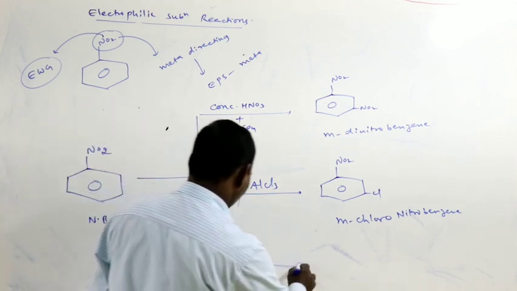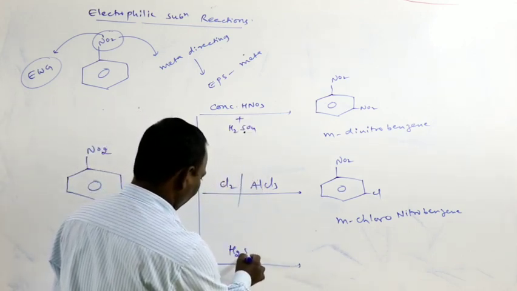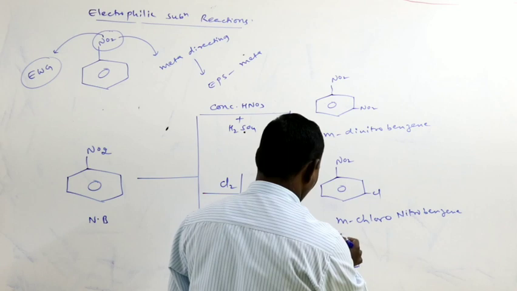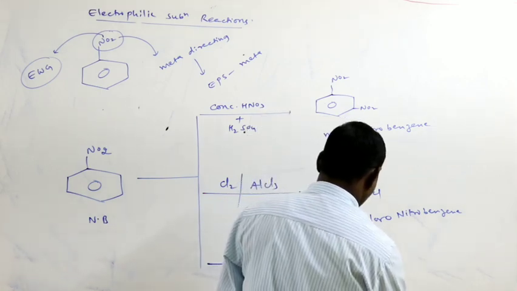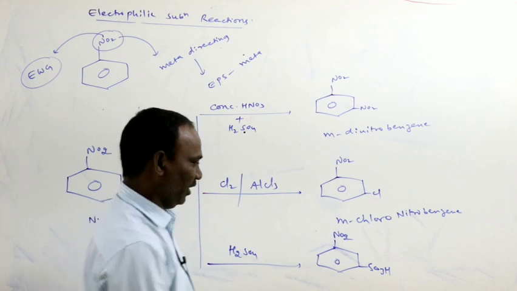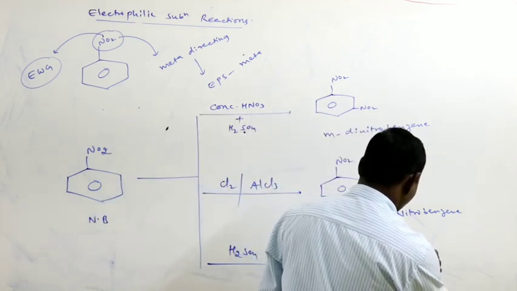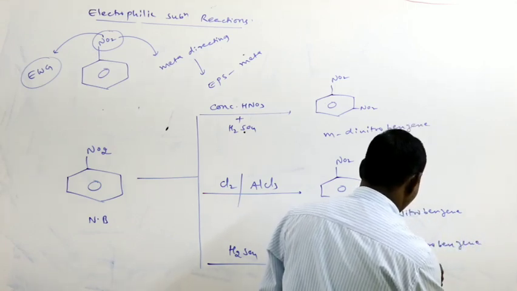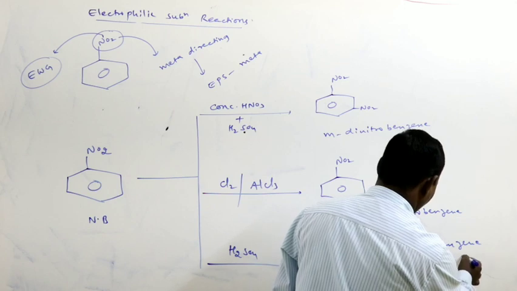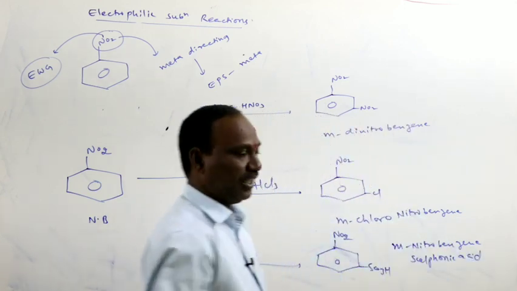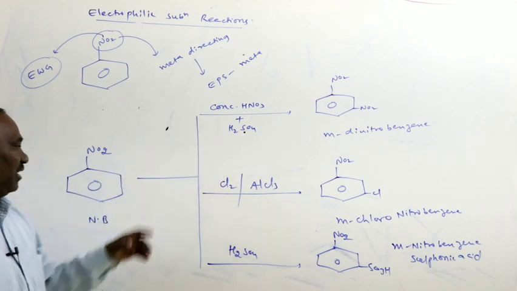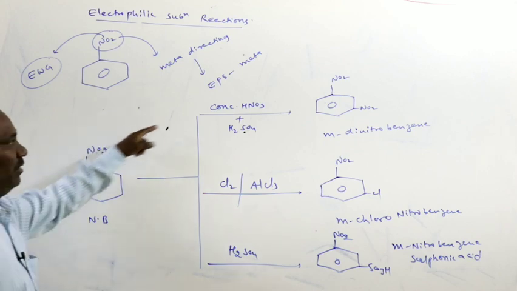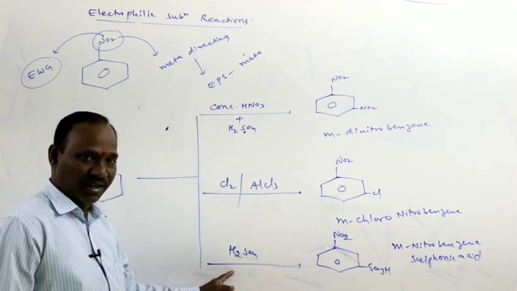Okay, similarly the sulfonation reaction, with H2SO4, the SO3H group is attached at the meta position of nitrobenzene. So here, meta-nitrobenzene sulfonic acid. Okay, meta-nitrobenzene sulfonic acid. So these are the best examples of electrophilic substitution reactions on nitrobenzene: nitration, halogenation and sulfonation.